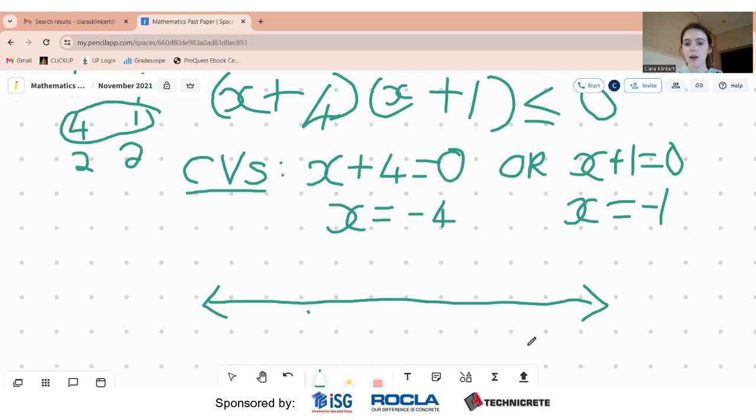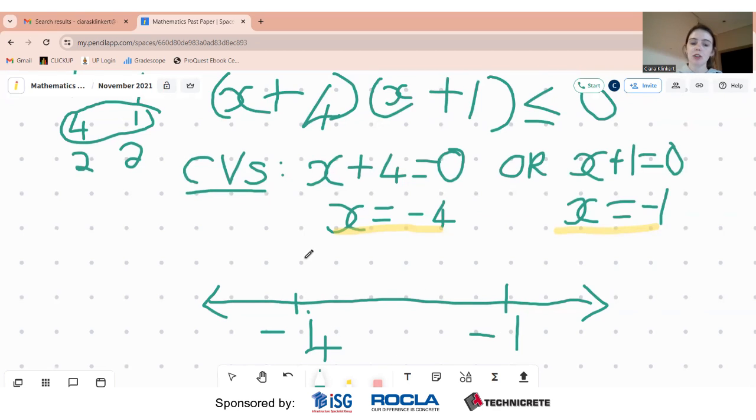Okay. Now we need to put our critical values, these x values, on the number line. Which number comes first, 4 or negative 1? Negative 1 comes first. So I put negative 1 up there. And, oh, sorry, that's a negative 4. Sorry, so negative 4 comes first. And then negative 1.